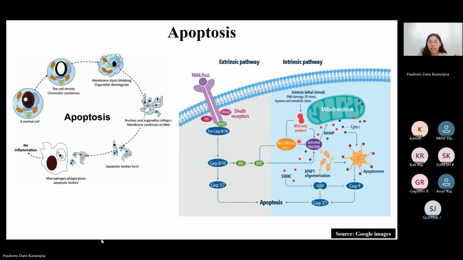So this layer here starts becoming permeable. Otherwise, it is very selectively permeable, right? So now it is becoming permeable. It's becoming leaky, the structure has disintegrated. So this is called MOMP, mitochondrial outer membrane permeabilization.